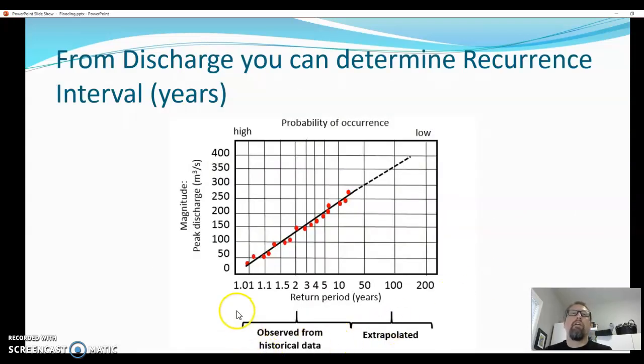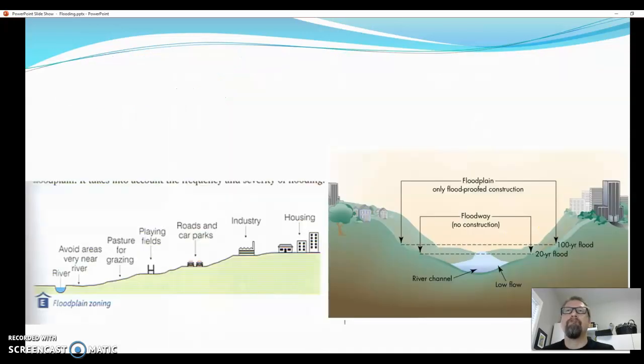All right, so here we have that same kind of chart. We have the discharge and we have the return period here. And again, as I said, if we don't have all that data, we have the historical data and we can extrapolate out what that might look like. Again, the probability here is shown not in numbers, but as high versus low. For the larger return periods, there's a lower probability of flood. And so for that reason, we have different zoning.